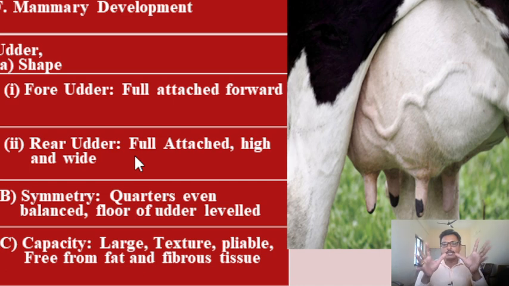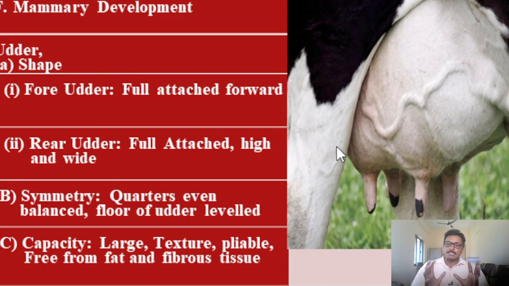If you see the udder, it should be a big udder, and the udder also has the fore udder and the rear udder. For example, the fore udder should be fully attached forward. It should be attached to the front, and also a long udder should be there. And if you see the rear udder, it should be fully attached and high, and a wide udder should be there. That's about the fore udder and hind udder. The udder should be like this.